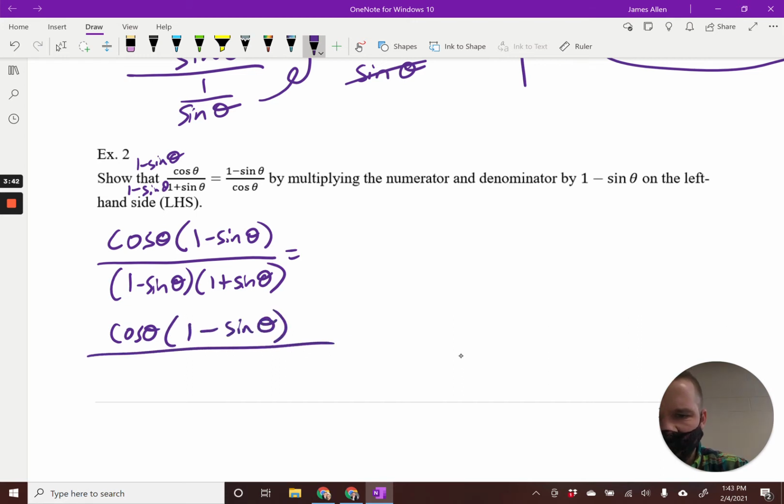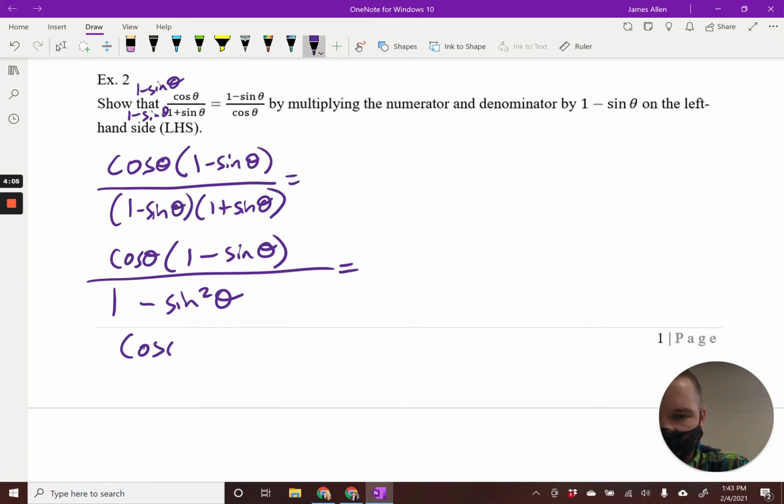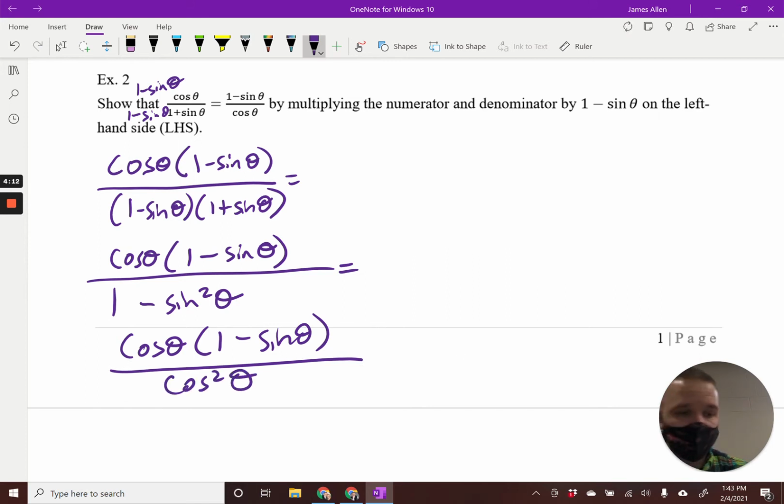So in my denominator, I'm going to have 1, and then 1 times sine of theta is just sine of theta. Negative sine of theta times 1 is negative sine of theta. Those will cancel each other out, and I'll be left with minus sine squared theta. And holy guacamole here, ladies and gentlemen. 1 minus sine squared theta, that's a rearranged Pythagorean identity. That's cosine squared theta. Woo! So I'm going to have cosine of theta times 1 minus sine of theta over cosine squared theta, right? Sine squared plus cosine squared equals 1.